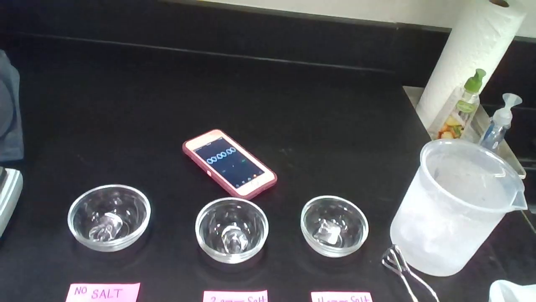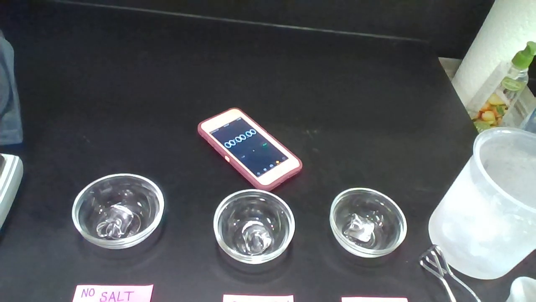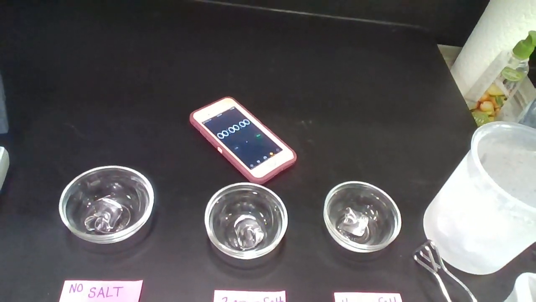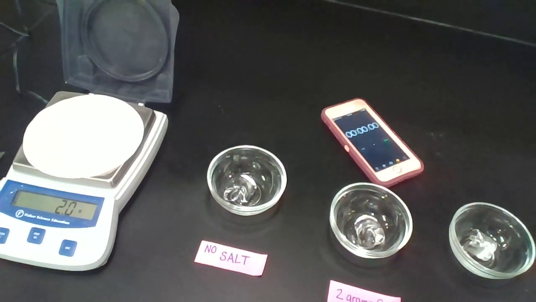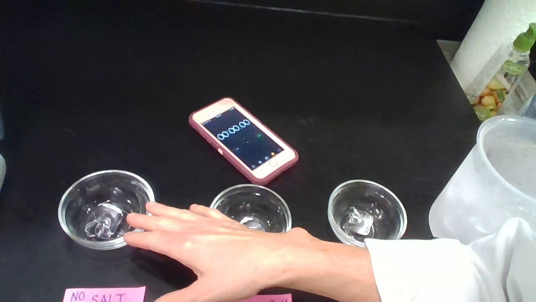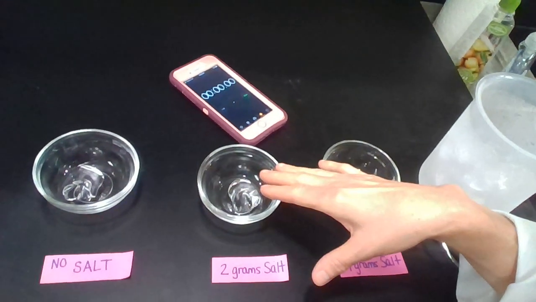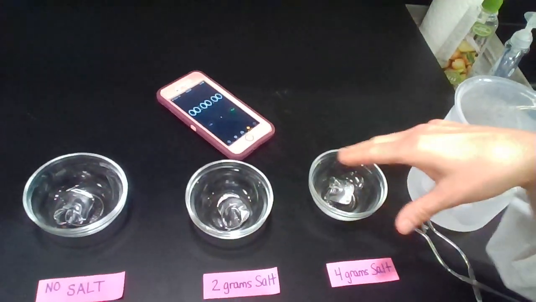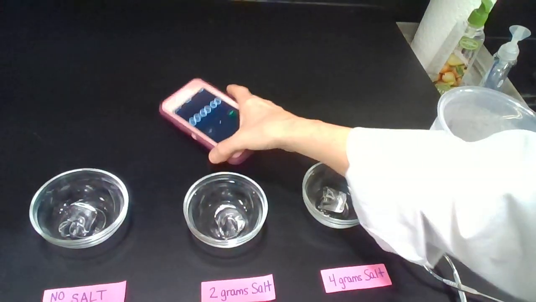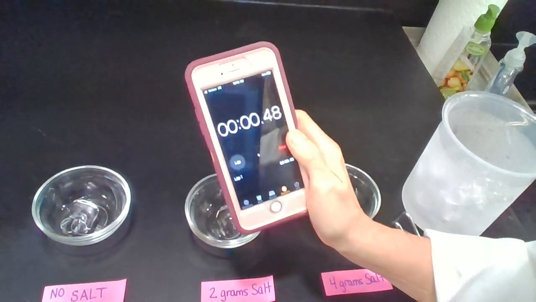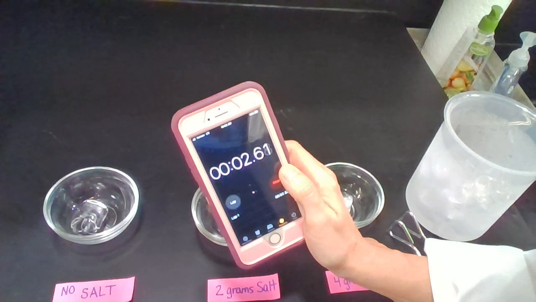So what we are doing is trying to see how salt will affect the melting of ice cubes. We're measuring out salt on our scales. We put no salt on the first one. We put 2 grams of salt here on the second one. And we put 4 on that one. And then we start our stopwatch to see how long it takes for it to melt.